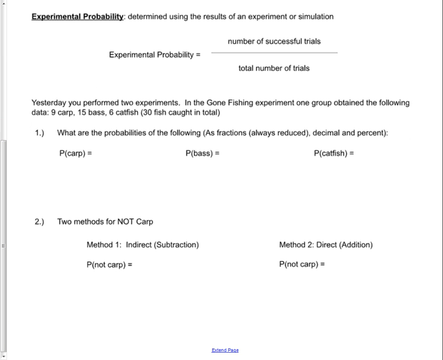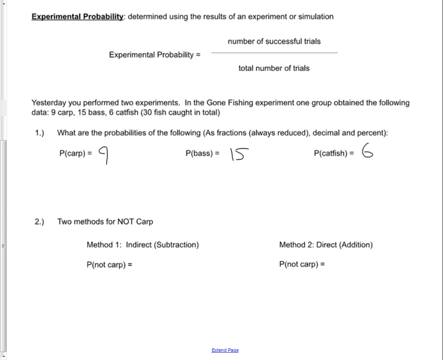So let's say that you perform a probability experiment, as part of the gone fishing experiment that we did, and one group gets the following results. They get 9 carp, 15 bass, and 6 catfish. So in total, they end up catching 30 fish. So they have 9 carp, 15 bass, and 6 catfish that all get caught. Okay, so what are the probabilities of the following as a fraction, decimal, and a percent?